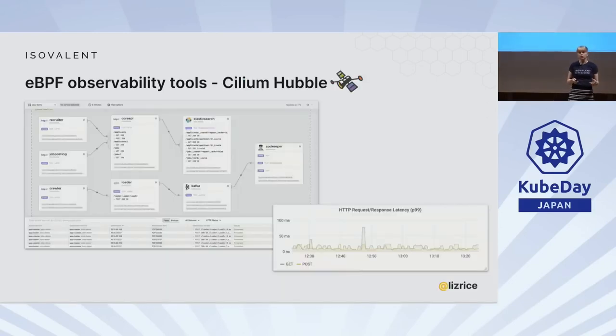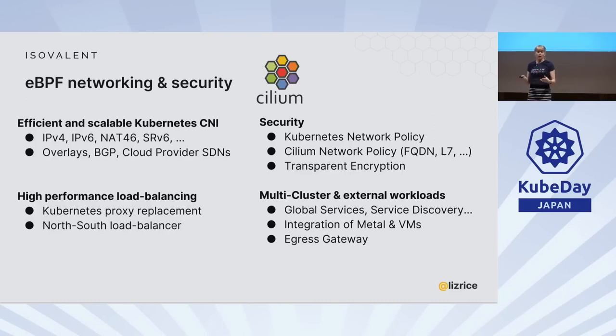Another observability tool is the Hubble component of Cilium, which gives visibility into networking information. We can see individual packets, and we can see the build-up of a service map showing how traffic is flowing between different Kubernetes services. And we also get metrics information at both layer 3, 4 and layer 7, the application layer.